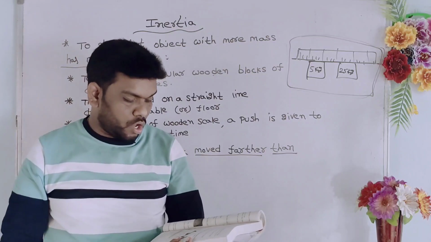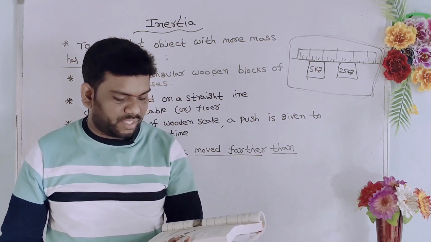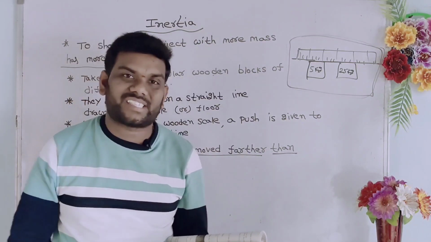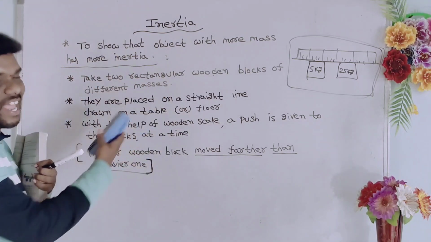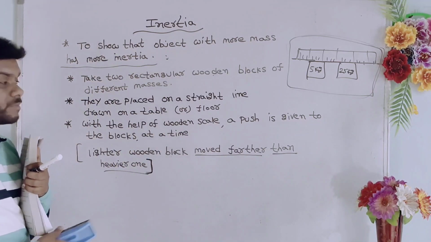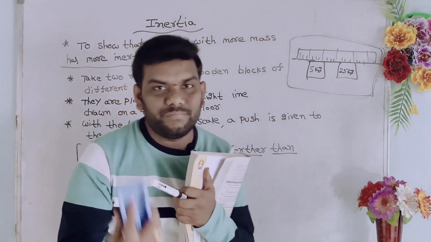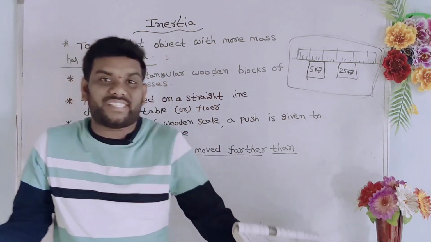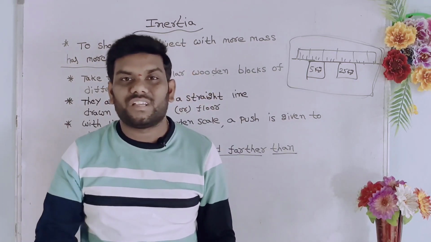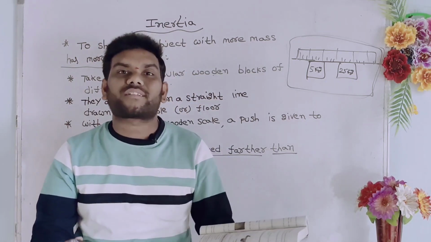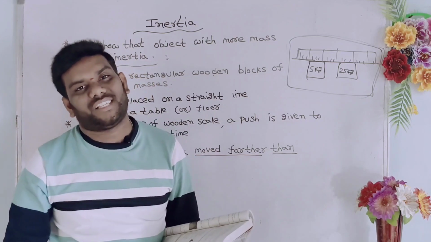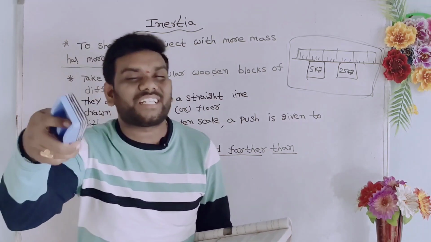Let us start. What do you find in the above activity? Tell me, what do you find in this activity? Answer: two wooden blocks of different masses.